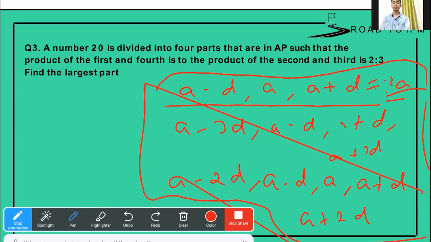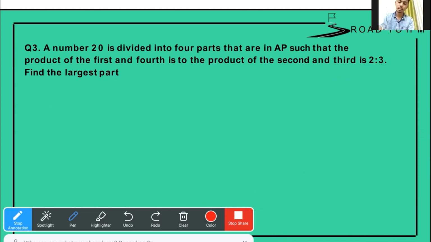And let's read the question. I'm supposed to read it first, of course. Either way, it doesn't really matter, right? A number 20 is divided into 4 parts that are in AP. So we need 4 terms of an AP, and the sum of the 4 terms would be 20. So A1 plus A2 plus A3 plus A4 is equal to 20.